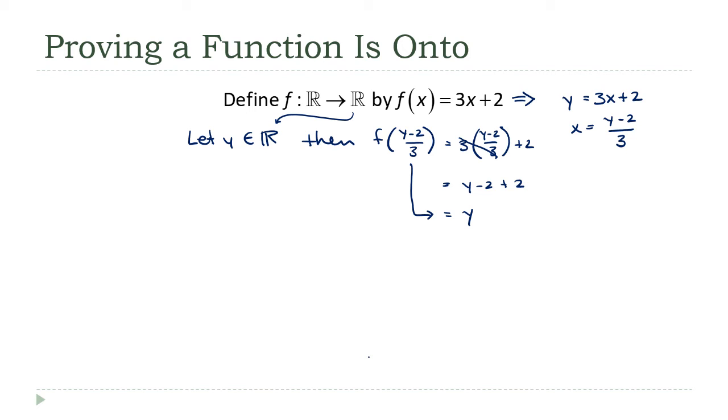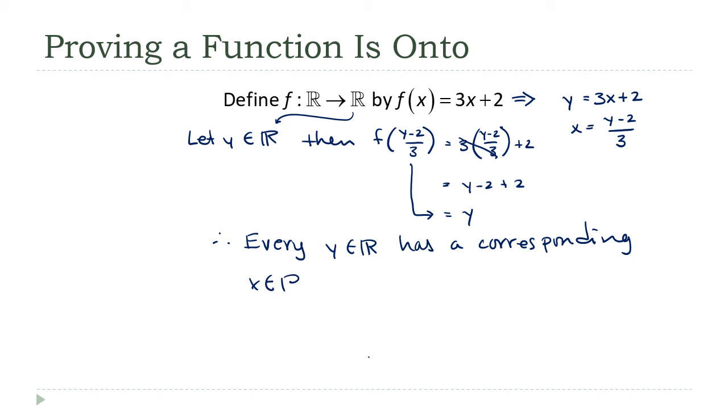Okay, so what did I show? Therefore, every y in the codomain has a corresponding x value in the domain. Specifically, x is equal to (y minus 2) divided by 3. So this function is onto.